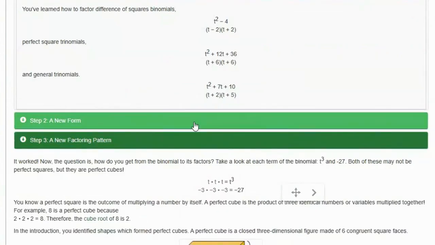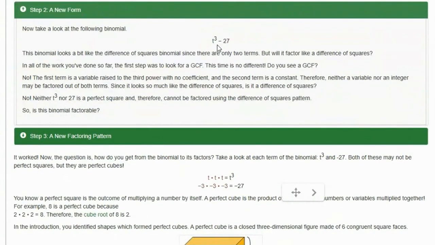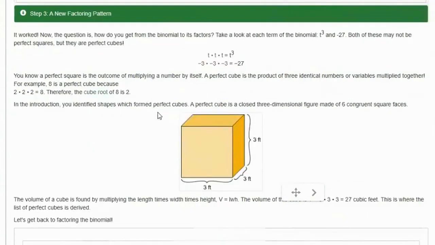But what if we have t to the third minus 27? It looks kind of like difference of squares, except these aren't squares. T to the third is not a square, and negative 27 is not a square, but they are both cubes. It's t times t times t, and negative 3 times negative 3 times negative 3. Oh, wait a minute. So is there a good way to factor this? T times t times t, negative 3 times negative 3 times negative 3.